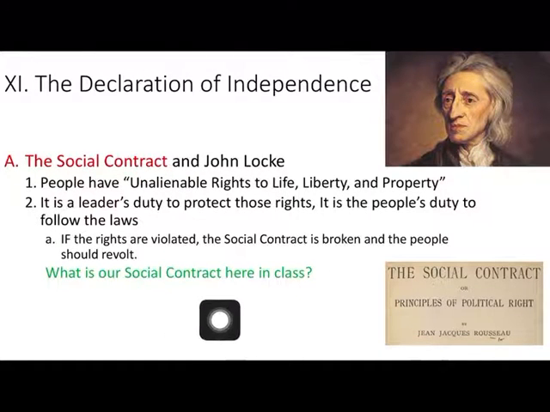Now, if you think about this, social contracts exist all throughout our lives. Okay, our social contract here in class. I, as your teacher, agree that I'm going to give you the rights to respect, okay, to a good education. In return, very similar to what the people's duty is, your guys' job is to try your best and make sure you follow the rules. In this way, our classroom exists and flourishes.